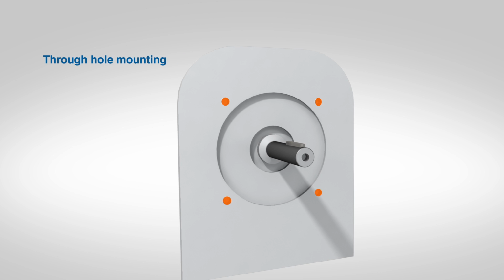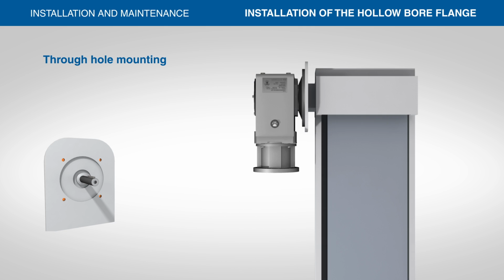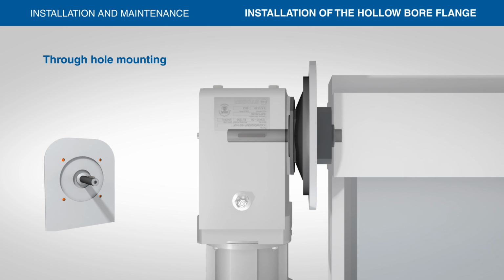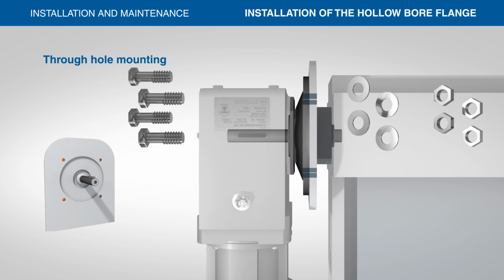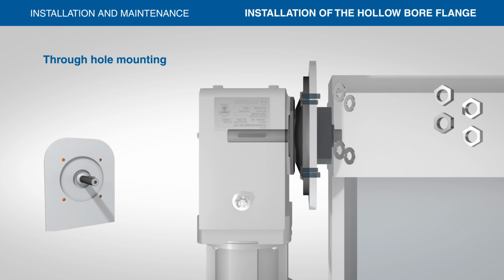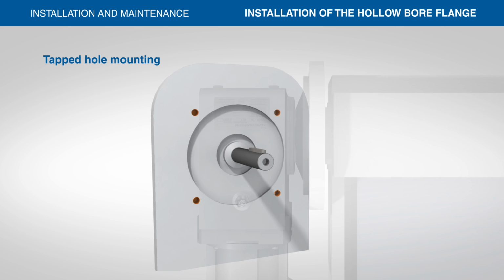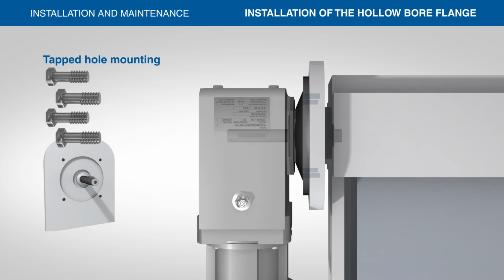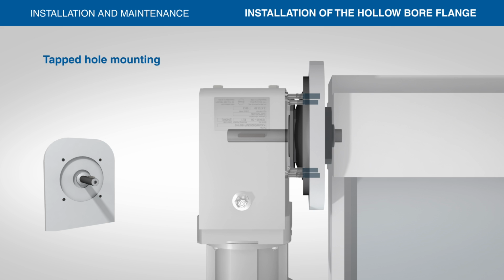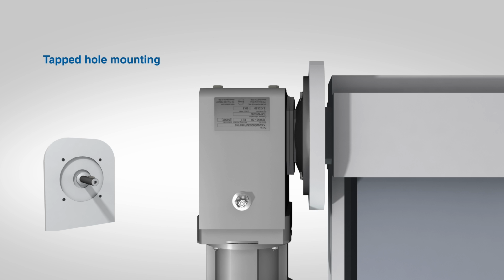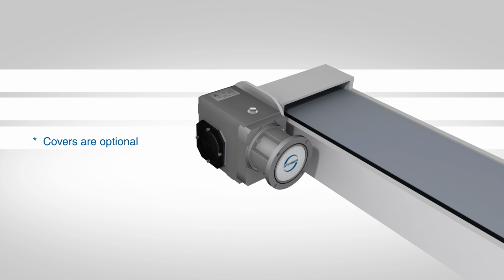If the mounting surface has a through hole, you will need to place a nut and washer of the correct size onto the backside of the mounting bolt. Then tighten to the correct torque specification based on the bolt grade and size. If the mounting surface has tapped holes, you should then tighten the mounting bolts to the correct torque specification based on the bolt grade and size. Once all bolts have been tightened to the correct torque specification, the Stober reducer is ready for operation.